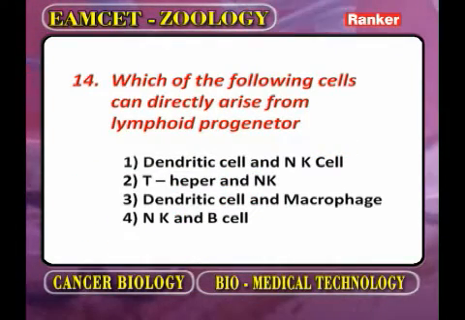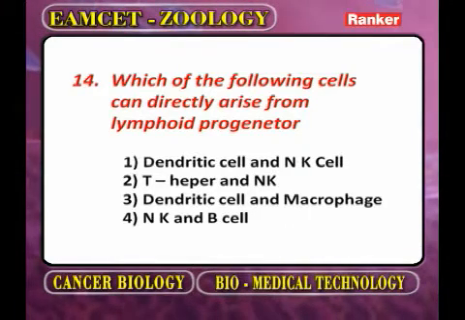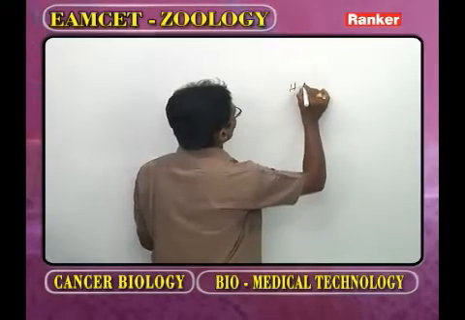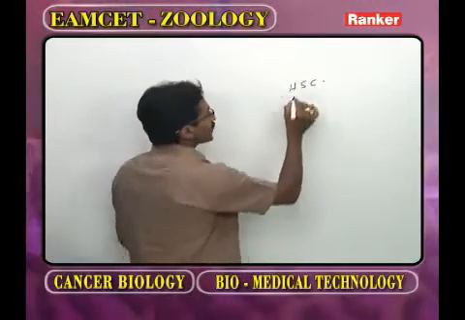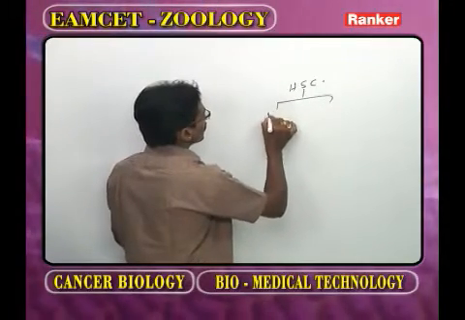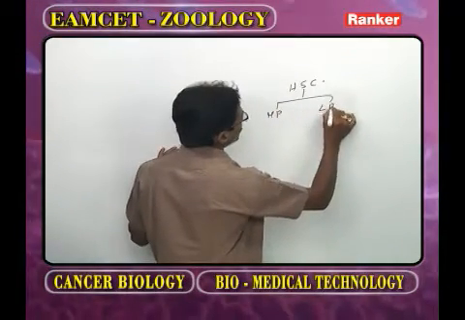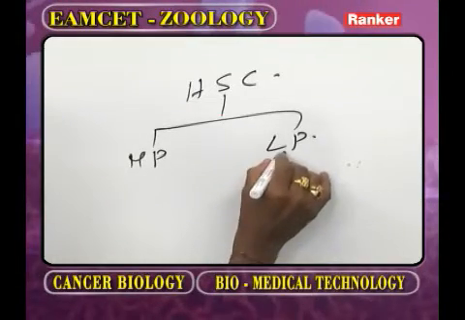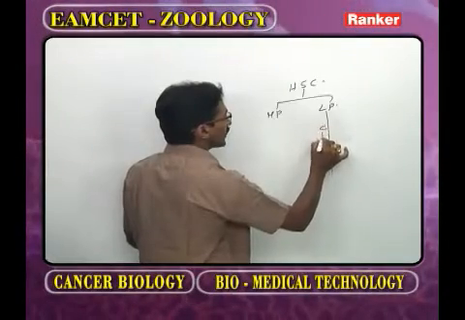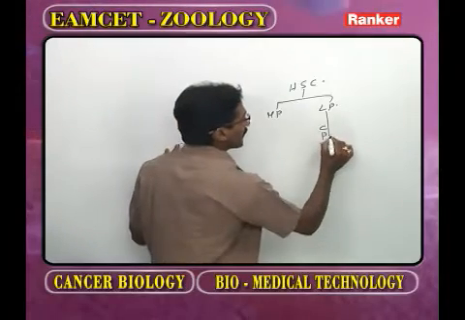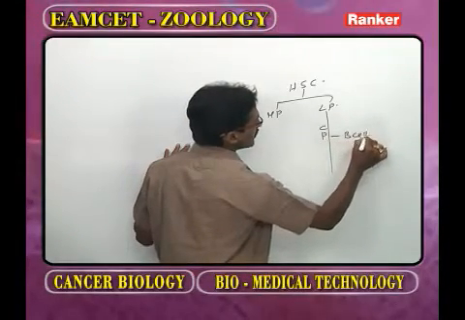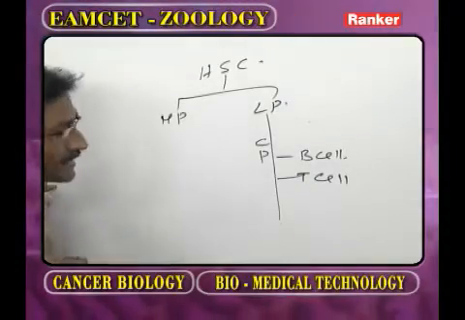Now the next one. Which of the following cells can directly arise from lymphoid progenitor? What are the cells that directly arise from the lymphoid progenitor? Now this one we call the hematopoietic stem cell. The hematopoietic stem cell gives rise to myeloid progenitor and lymphoid progenitor. The lymphoid progenitor gives rise to committed progenitors. Here, what are the committed progenitors? One we call the B cell. Second one we call the T cell.